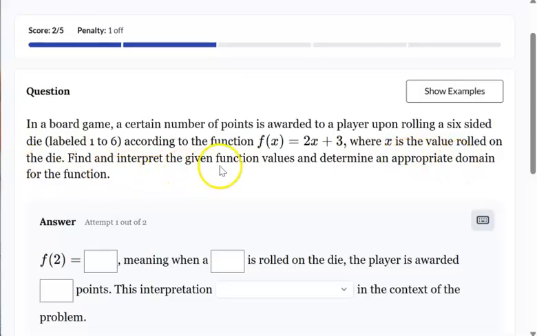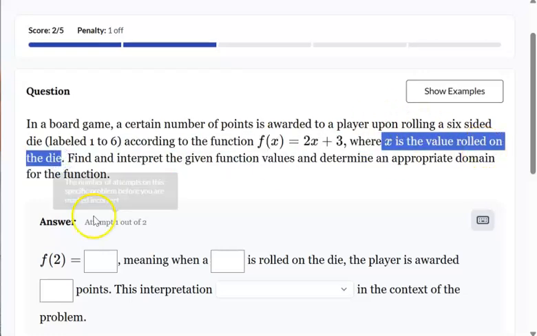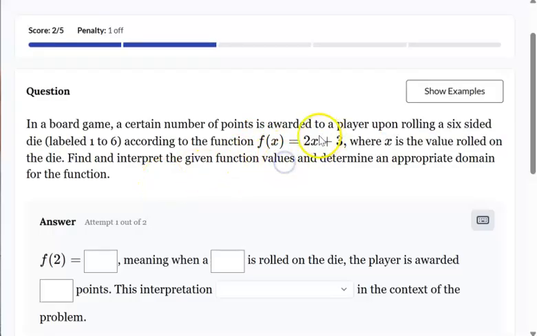So before you can answer the question, you have to know, what is my domain? It's another way of saying, what am I allowed to input here? If x is the value rolled on the die, the only options are 1, 2, 3, 4, 5, and 6. Those are the only choices that we have. And apparently the number of points that you are going to get is double whatever you rolled plus 3.